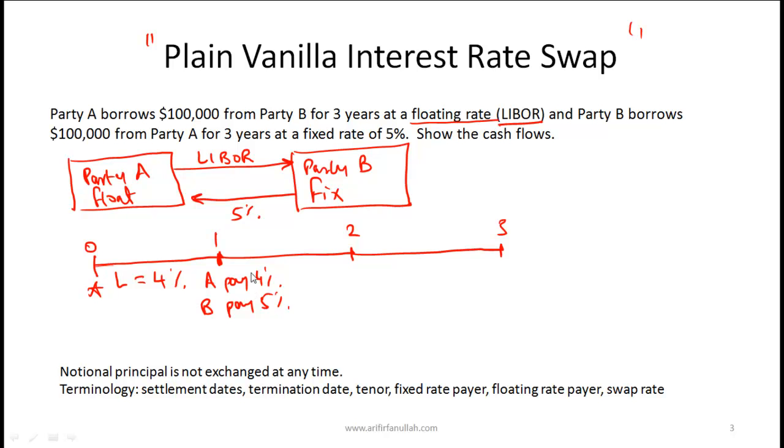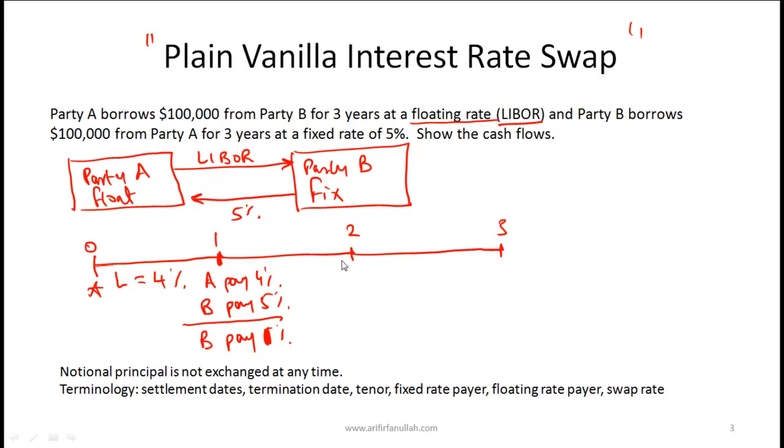And remember, the rate of 4% is based on LIBOR at the start of period 1, which means the 1-year LIBOR at time 0. Now what's the net payment that happens? B needs to pay 5%, A needs to pay 4%, so the net is that B has to pay 1%. In our case, since the fixed rate is more than LIBOR, at the end of year 1, party B has to pay 1%. So party B pays 1% of 100,000, which is 1,000 to party A.